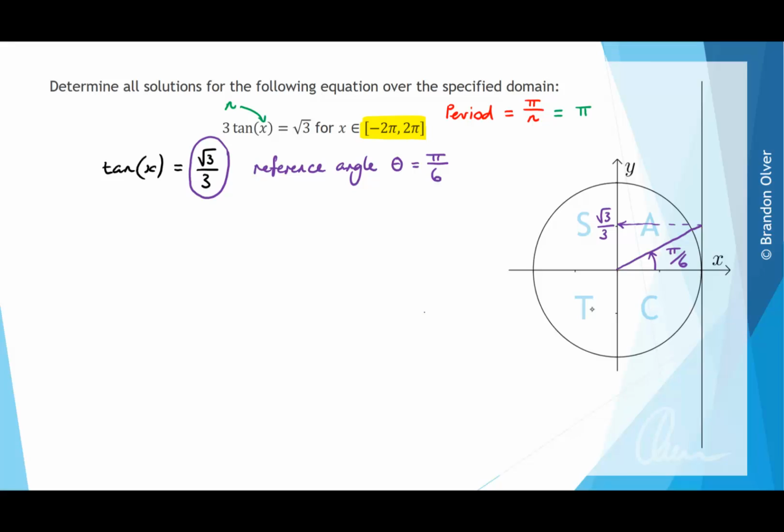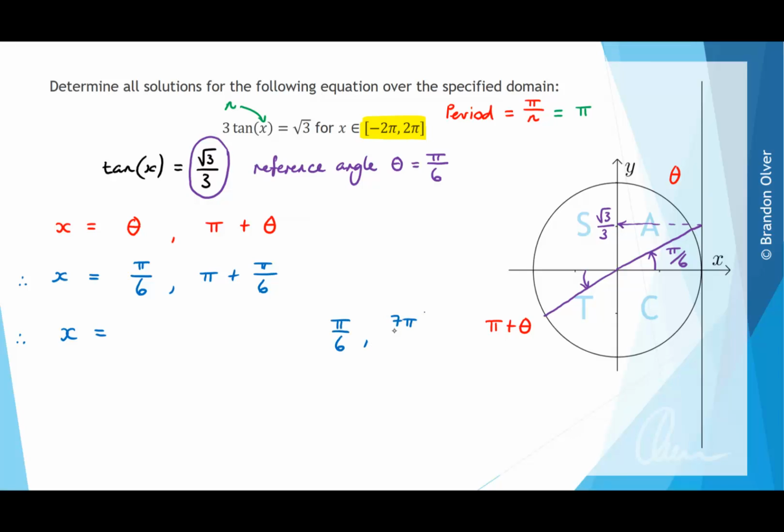And now the other quadrant where tan is positive, because we have a positive value that we're trying to get tan to equal, is in the third quadrant, so down here. And this is going to be pi plus pi on 6. So the symmetries of the unit circle: this first quadrant is just theta, and this is pi plus theta. So we want x to equal theta and pi plus theta. Therefore, x is equal to pi on 6, our reference angle, or pi plus pi on 6. So therefore, our values of x are going to be pi on 6 and 7 pi on 6.